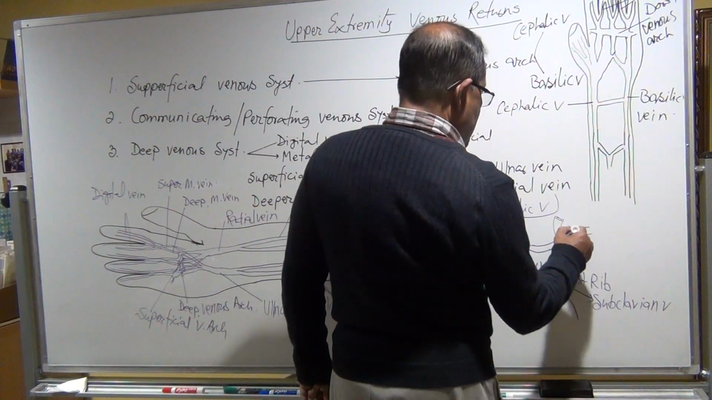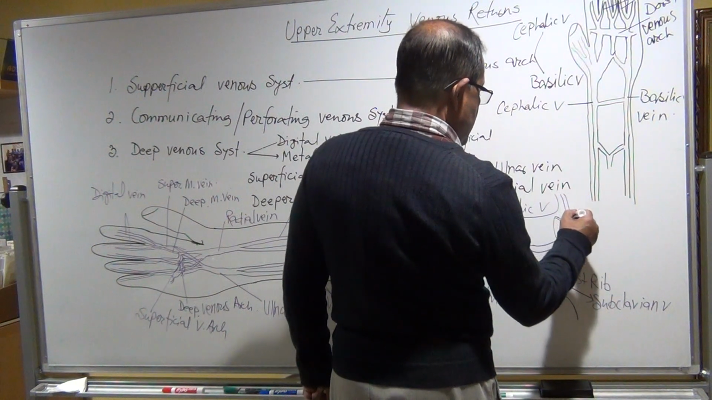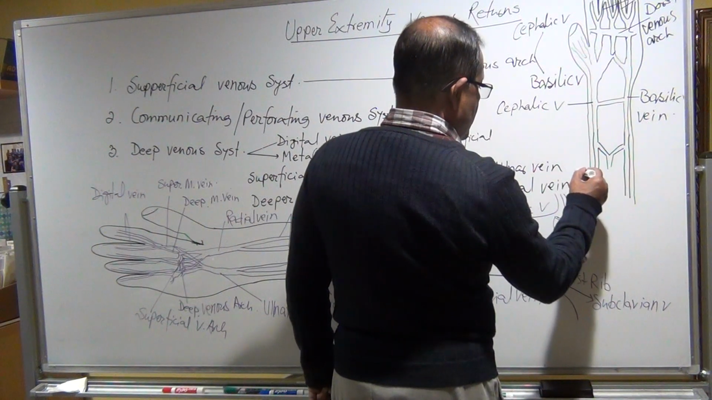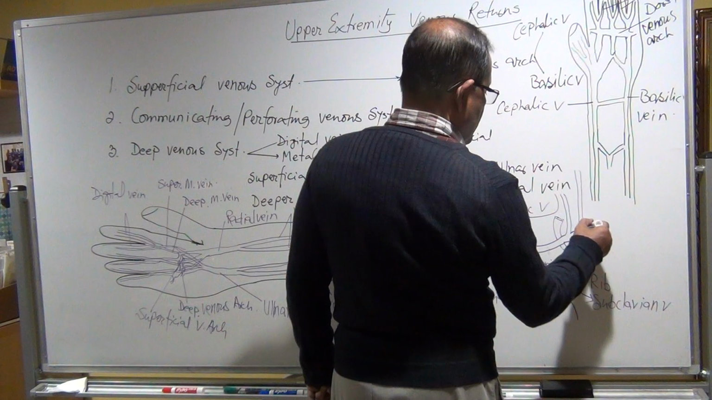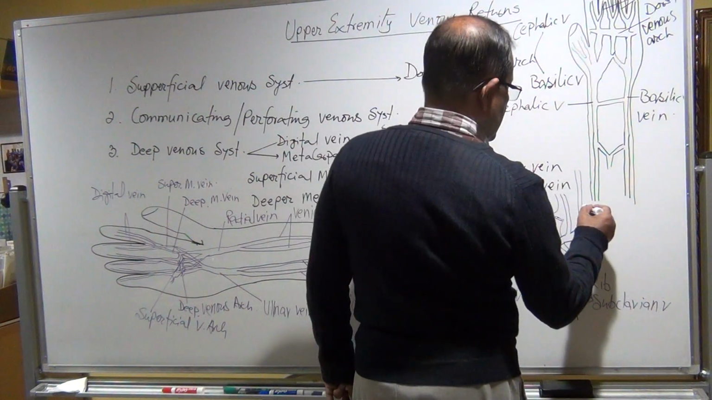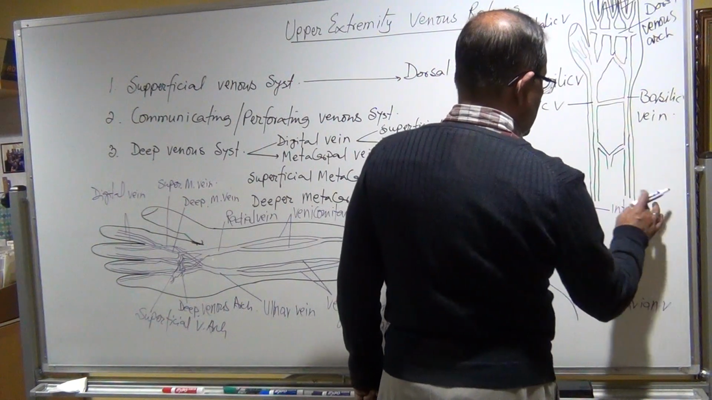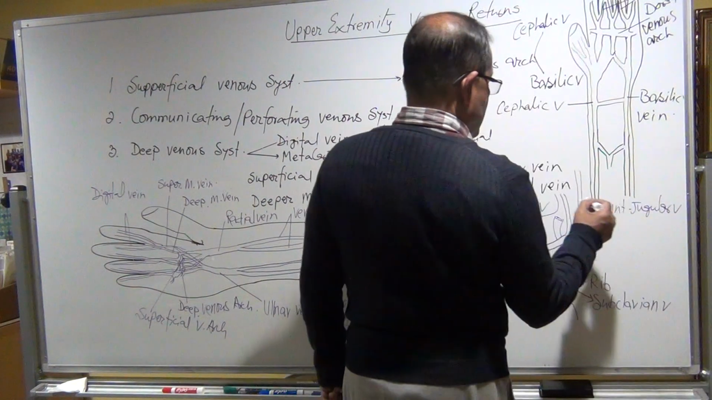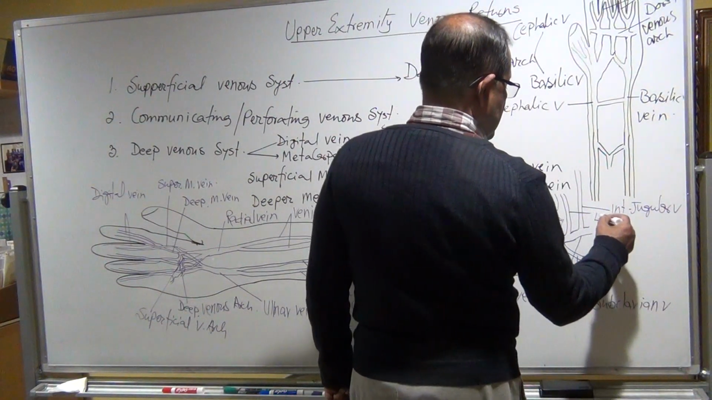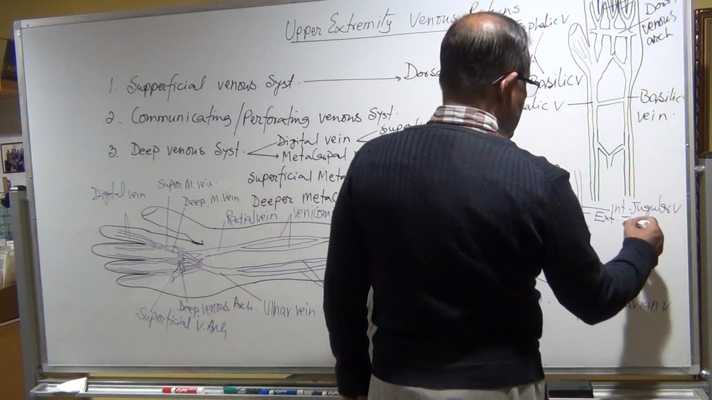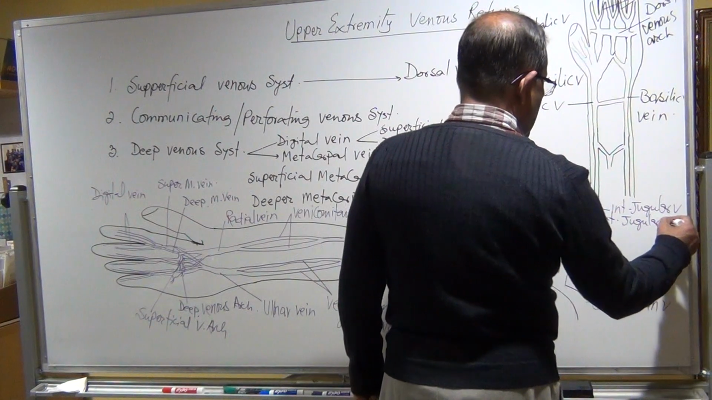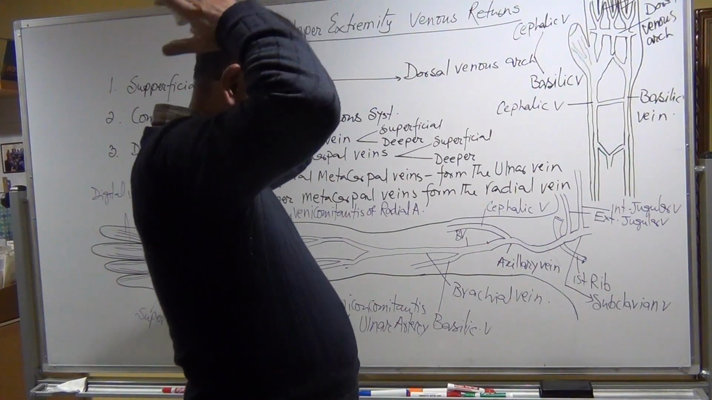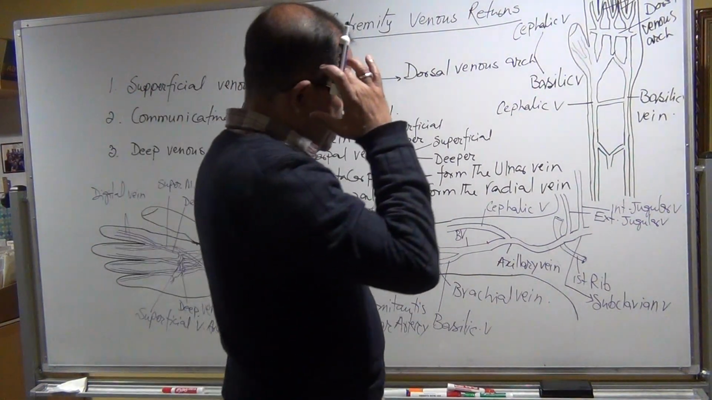receives the blood from the external jugular vein and then internal jugular vein. Okay, so this is internal jugular vein and this is external jugular vein. Okay, these are the veins, they drain blood from the head, neck, face, that area.